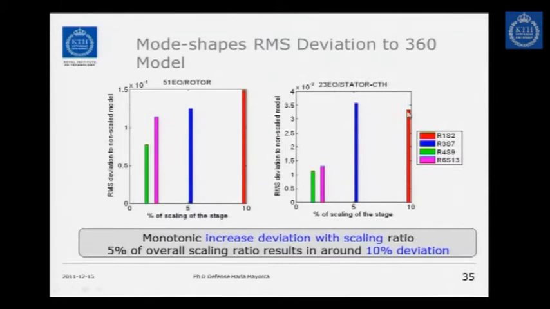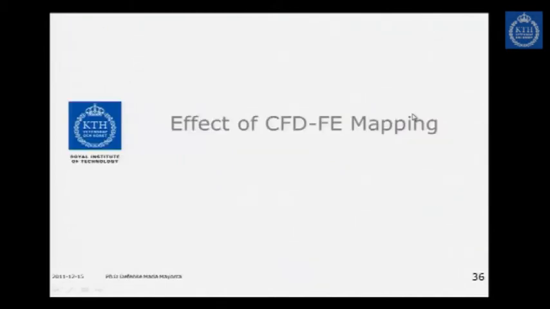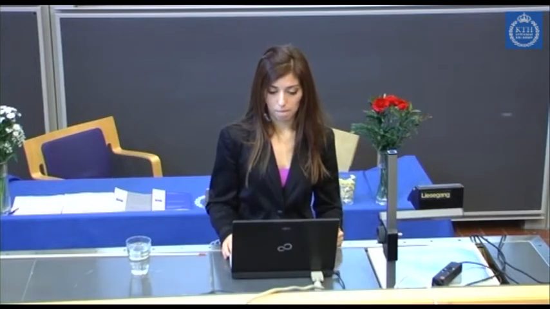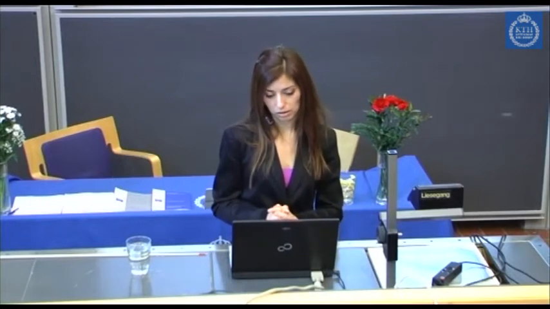And here we see it goes down again, but in general, in general, for the first, when we increase the scaling, it gets more inaccurate, let's say. So we conclude there that when we have around 5% of overall scaling ratio, the results of the generalized force could be around 10% off the full model. And then the third part in this section is the effect of the CFD-FE mapping.